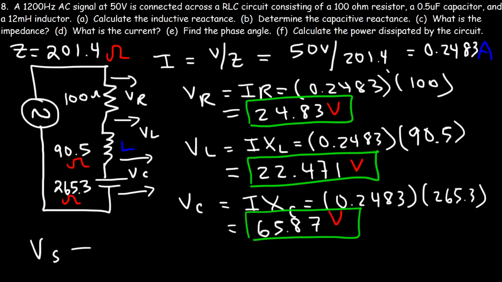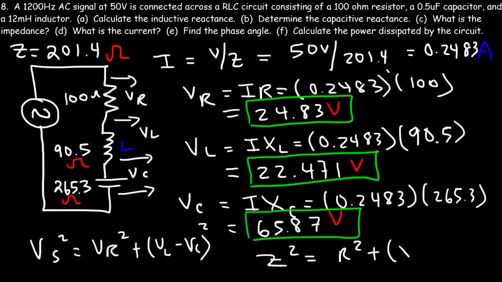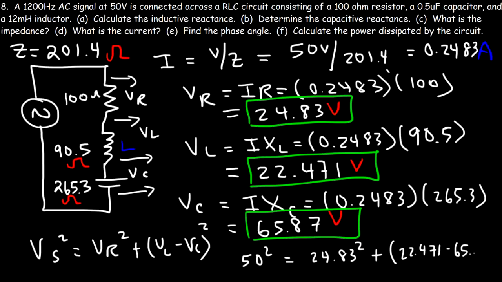But rather, they are related to each other by this equation. Vs squared is equal to VR squared plus (VL minus VC) squared. The same way as Z squared is equal to R squared plus (XL minus XC) squared. And let's go ahead and check to make sure that all of our answers are correct. So Vs is 50 squared, VR is 24.83 squared, VL, that's 22.471, minus VC, which is 65.87, and then squared. So first, let's get rid of some stuff.